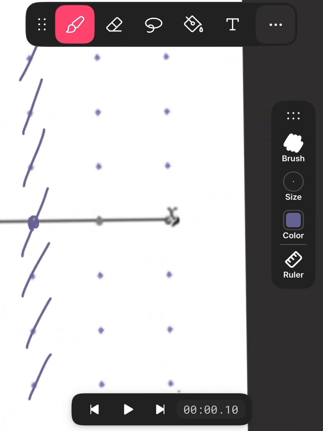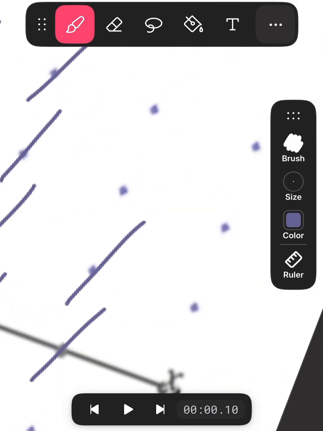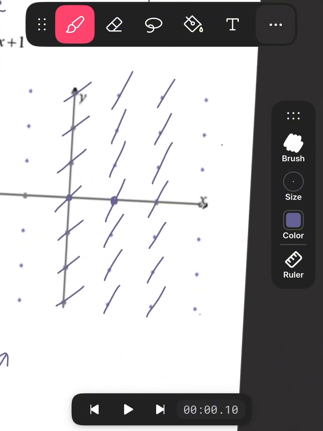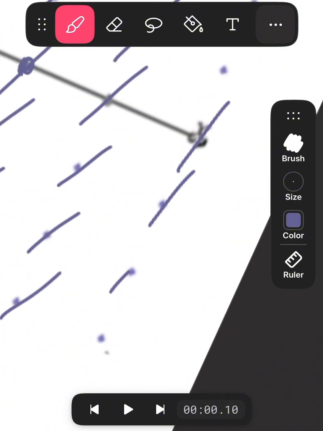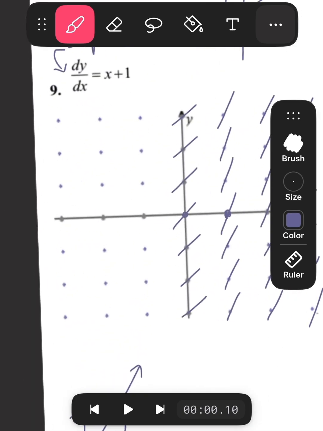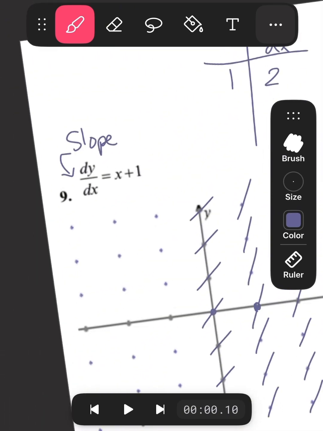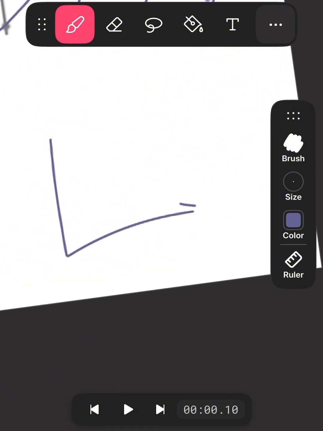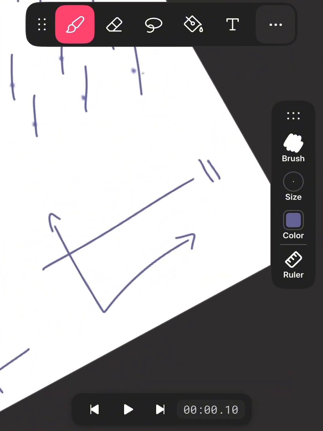Going to move out here. 2 plus 1 is 3, so we're going to have an even steeper line. And then 3 plus 1 for this line is equal to 4. This is going to be super steep. And now moving this way, negative 1 plus 1 is equal to 0. And a linear line with a slope of 0 looks like this. A horizontal line. It has no slope.